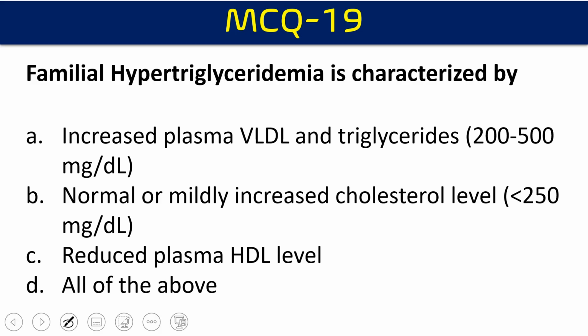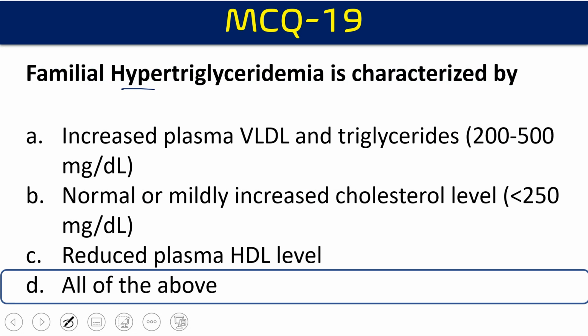Next question we are having: familial hypertriglyceridemia is characterized by increased plasma VLDL and triglyceride, normal or mild increase in cholesterol level, reduced plasma HDL level, all of the above. It is hypertriglyceridemia. So the correct answer here is all of the above.